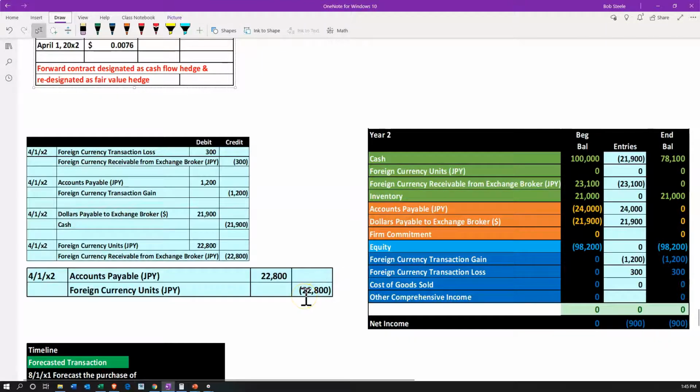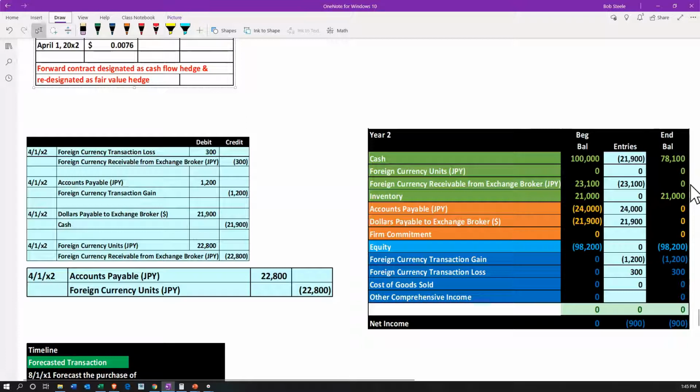Once again, the 22.8 is calculated as the 3 million times the current spot rate, the 0.0076, which we had revalued the payable and the foreign currency to be right before the transaction. This is all taking place at that same point in time, April 1st, 2000X2. At this point in time, we have the cash at the 78,100. The foreign currency units have gone back down to 0 because we received those 3 million yen from the forward exchange broker, and then we used it to pay off the accounts payable that we promised to pay in yen.